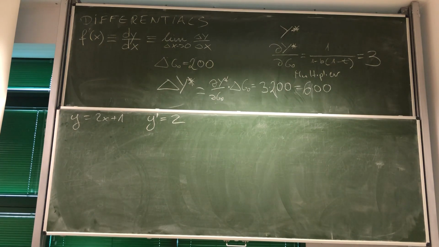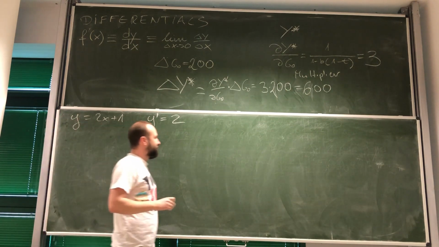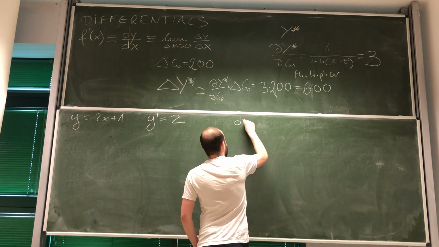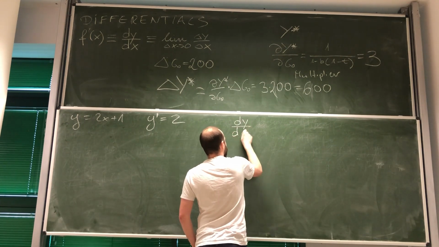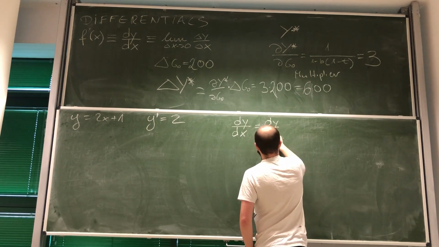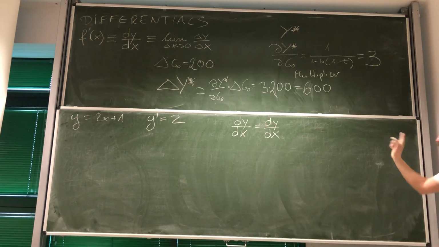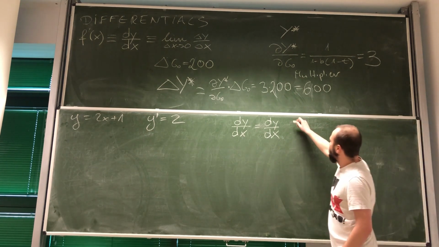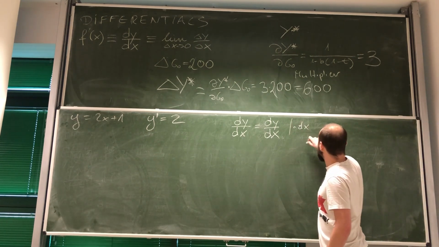Okay, let's go back to the definition of the derivative, right? The derivative is dy/dx, which is definitely equal to dy/dx. But we remember that this identity, which nobody can argue is always true, can be easily transformed by multiplying both sides by dx.